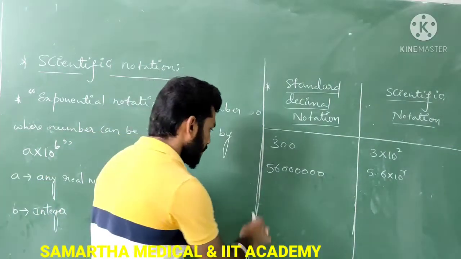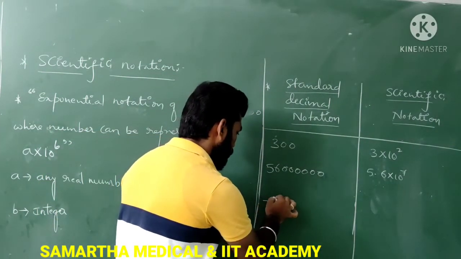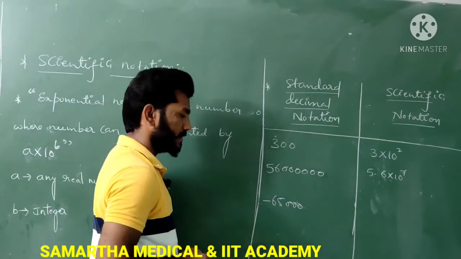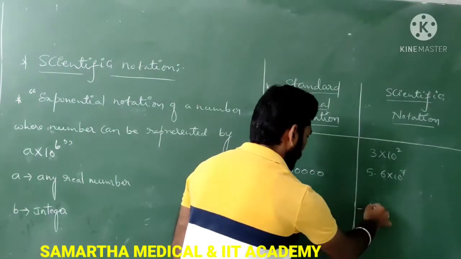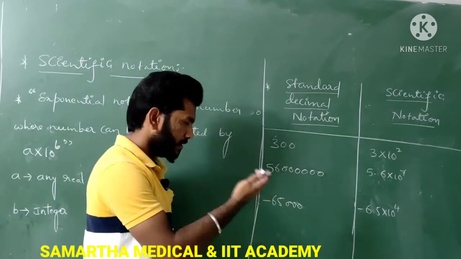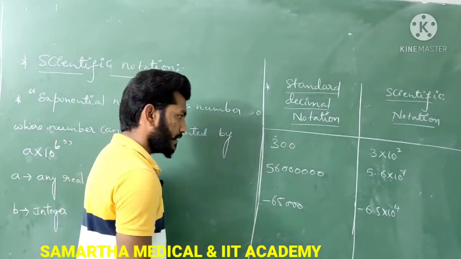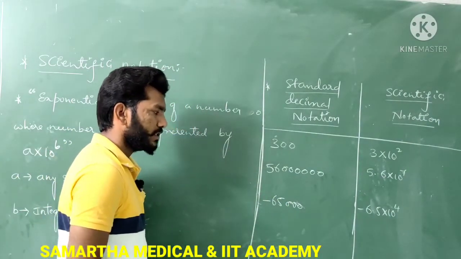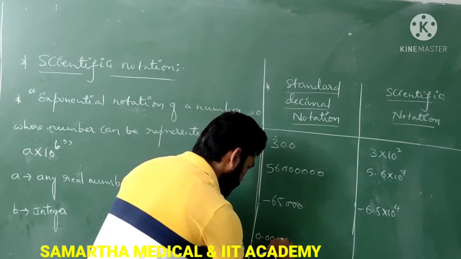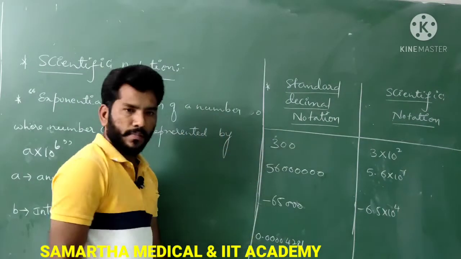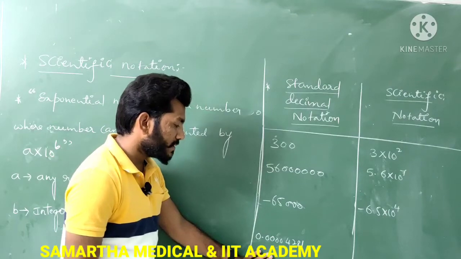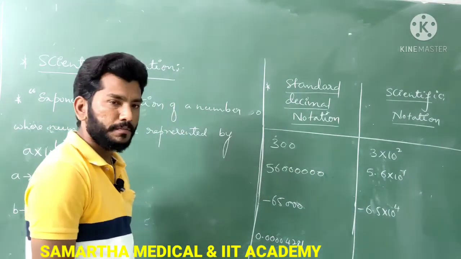Isn't it? Next, we can have minus 65,000. So you have this particular number, then minus 6.5 into 10 to the power of 4. Whatever comes to my mind, I just write it. Now I can write here 0.00004282. How do you express this value in terms of scientific notation?